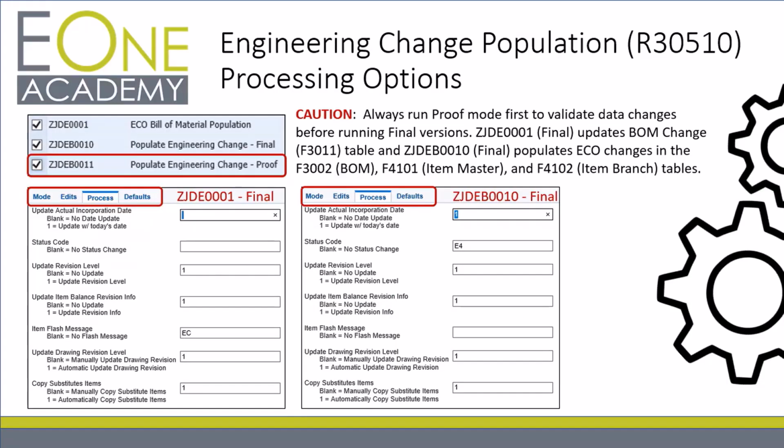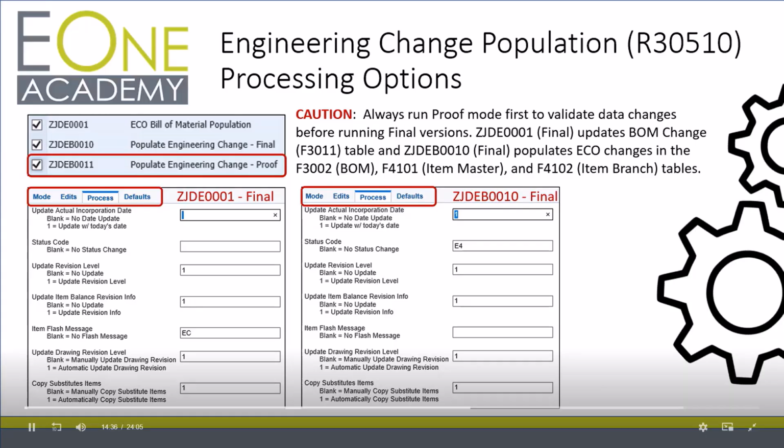And the engineering change population R30510, where below we see 2 screenshots for the 2 final versions that are available for this application. The left-hand one is the one that pertains to the ECO bill of material population final version, and the one to the right is for the populate engineering change final.